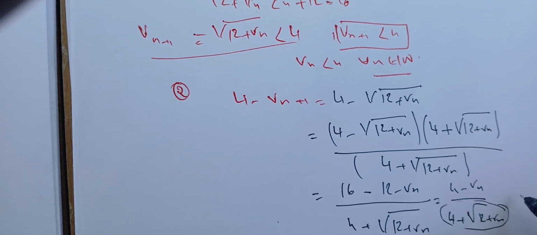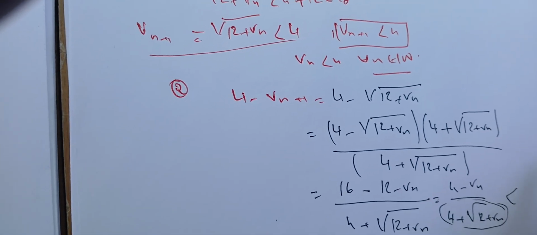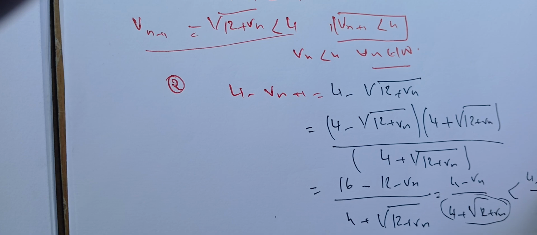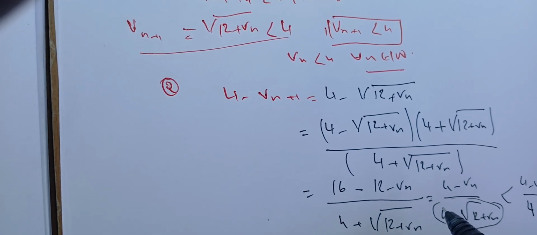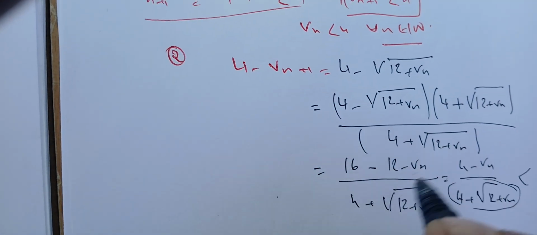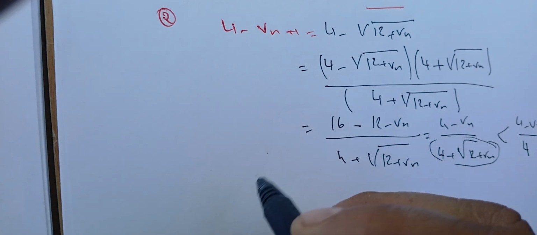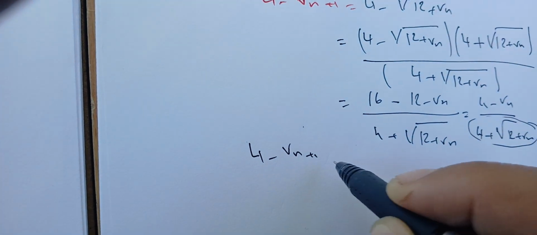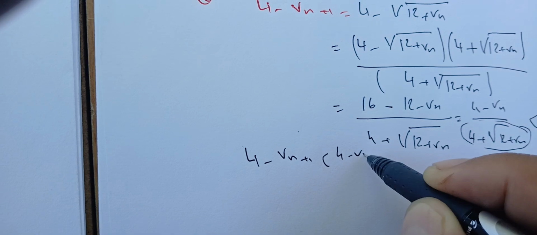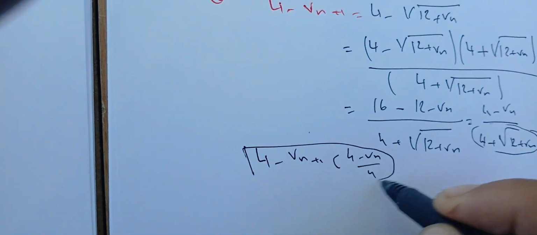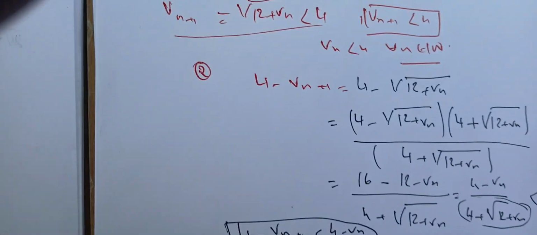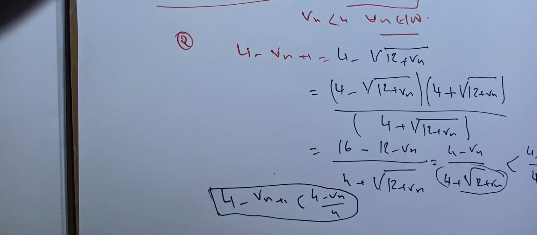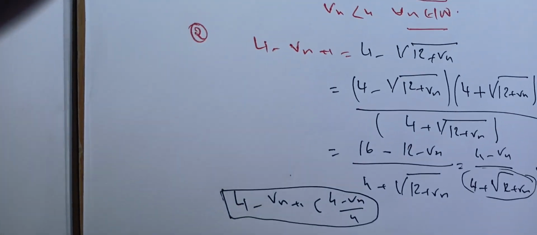And this one is always less than 1 over 4. Therefore, we have 4 minus Vn+1 less than (4 minus Vn) over 4. So this proves what we have to prove in this case. Next, we're going to use this one to find the limit.